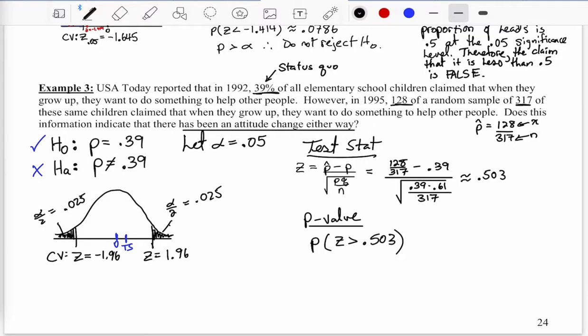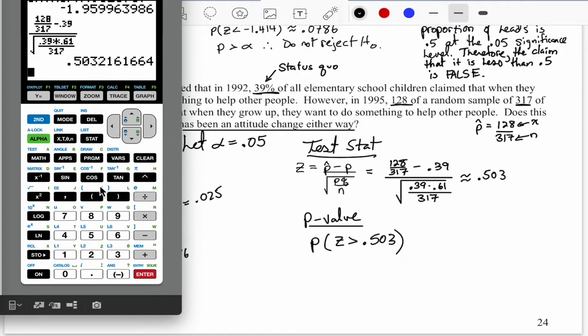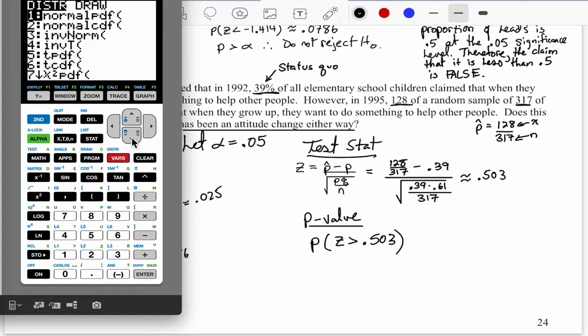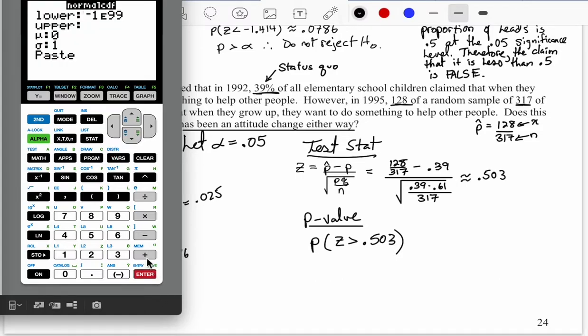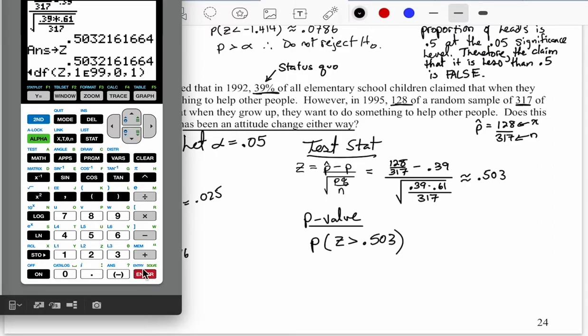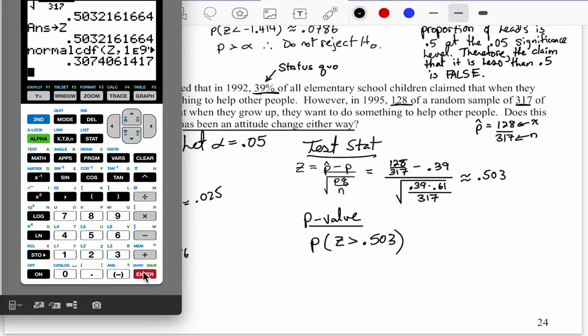So in the calculator, I need the number. I'm going to hang on to this. I'm going to store it in as z. So second, vars, normal CDF. My lower bound would be the z value that we just determined. The upper value would be something big, 1E99 if you want. Or you could just actually put some really large number in there. All right, but I'll do the 1E99. All right, paste it in. It gives you about 0.307.